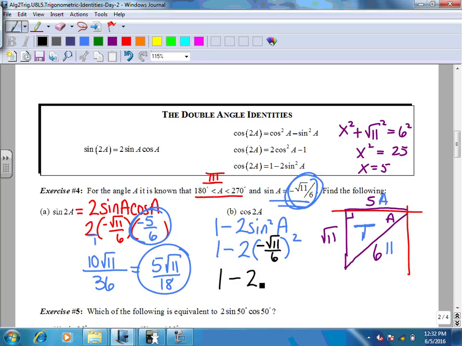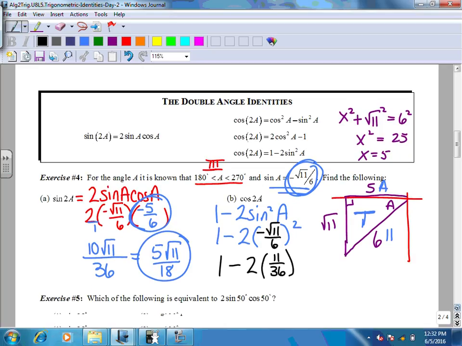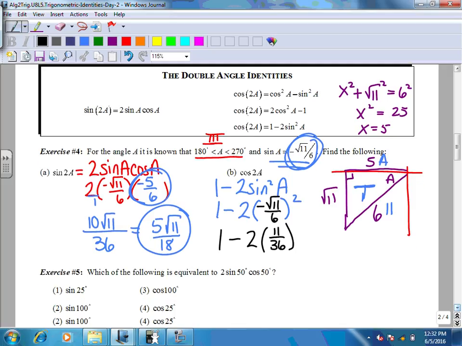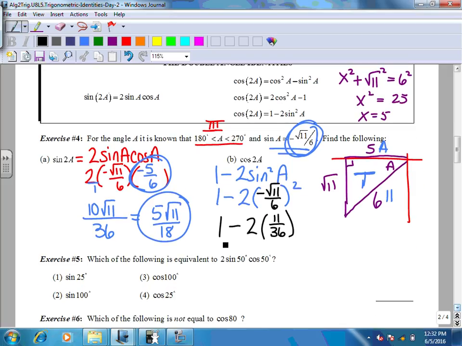You could use your calculator to do this, but square root of 11 times square root of 11 is 11. 6 times 6 is 36. 2 times that will be 22 over 36. And the number 1 is 36 over 36. Minus 22 over 36, which is 14 over 36. They're both divisible by 2, so we get 7 over 18. Again, make sure you're at least checking your answers on the calculator so that you don't make any silly mistakes.